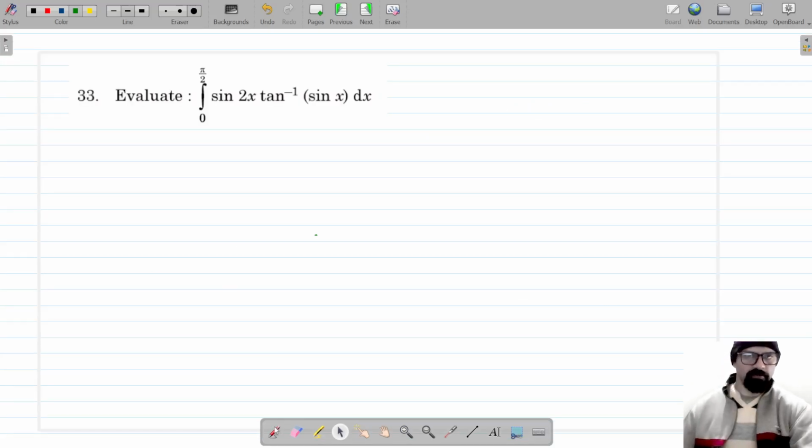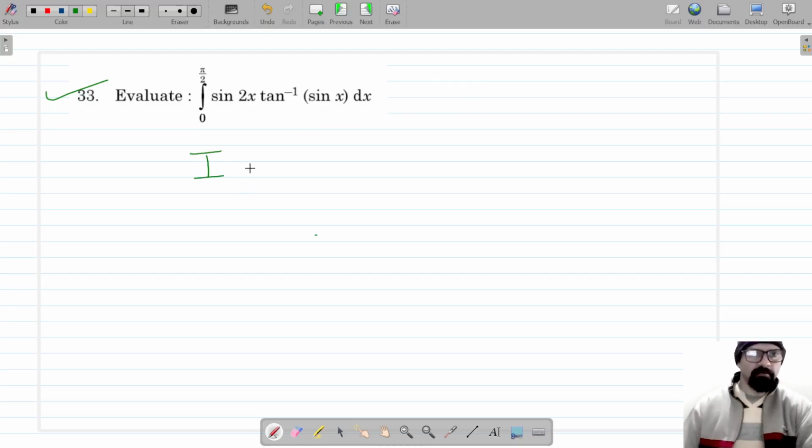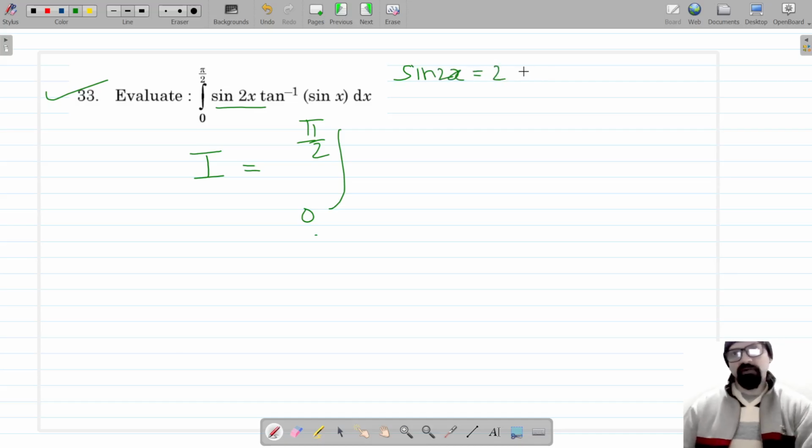For question number 33, question number 33 के लिए हमें evaluate करना है 0 to pi by 2 sin 2x tan inverse sin x into dx. अब हम इसे मान लेते हैं ये है हमारा integral I. So I has to be valued from 0 to pi by 2 और sin 2x हमें पता है sin 2x का है 2 sin x into cos x. So instead of sin 2x I can write 2 sin x into cos x.